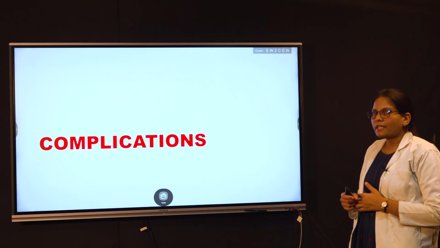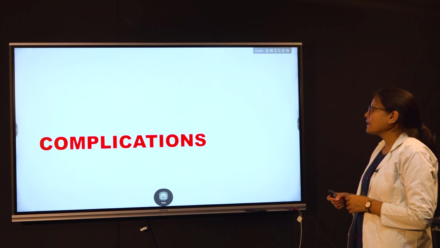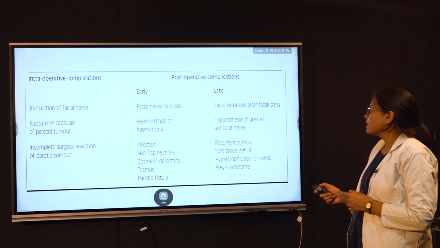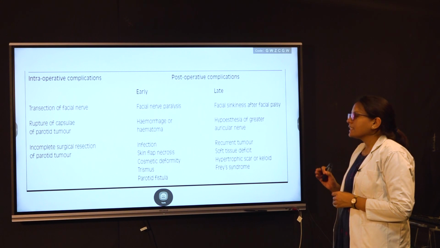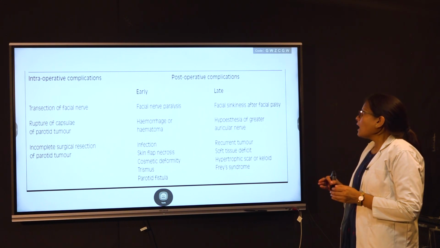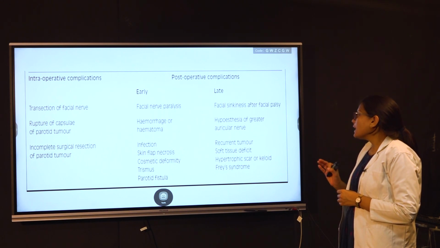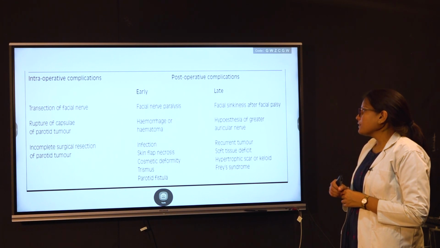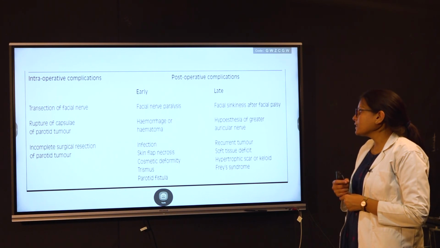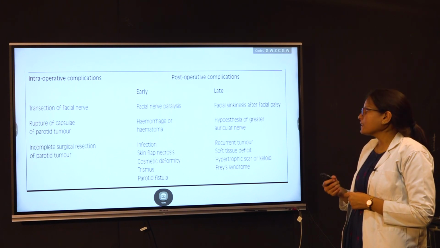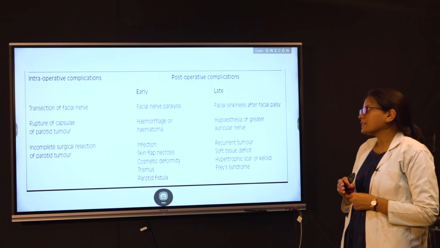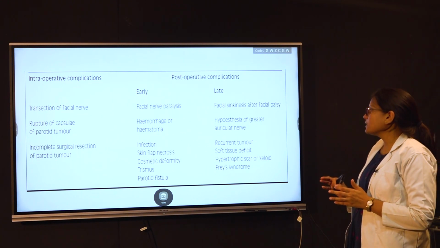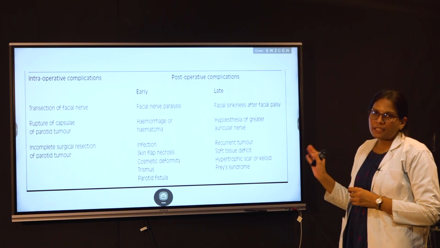So what could be the possible complications associated with this surgery of the salivary gland, either for the benign pathology or the malignant pathology? Let's discuss a few of the complications. The complications can be categorized as intraoperative complications and postoperative complications. Again, they can be further classified as early complications and late complications. Transection of the facial nerve, rupture of the capsule of the parotid tumor, and incomplete surgical resection of the parotid tumor causing recurrence are commonly seen intraoperative complications. Whereas under postoperative complications, symptoms which are seen early are categorized as early complications and symptoms that present late are classified as late complications.